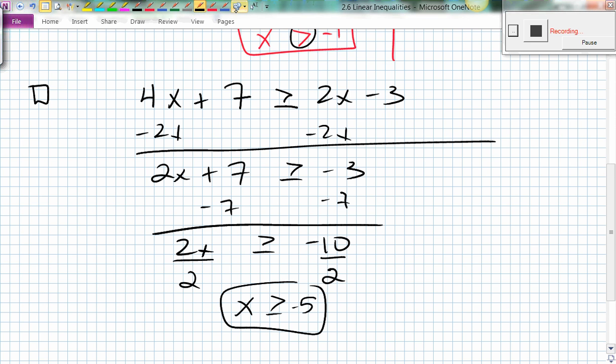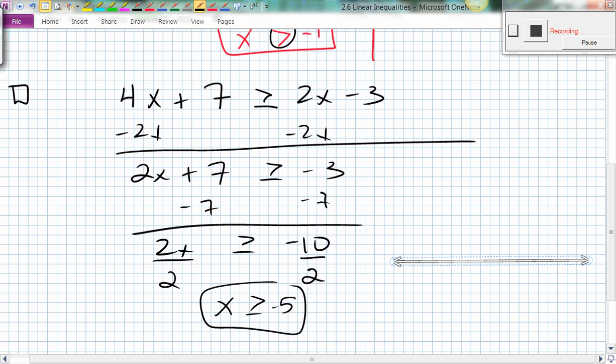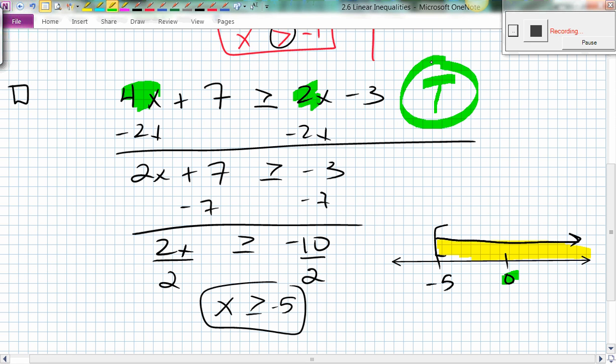How could I graph this? What do I need? I need a 0 and a negative 5. Here's a 0. There's a negative 5. Do I need a bracket or a parenthesis? I need a bracket. I need to point my bracket in the direction of my solutions. So all of my answers are over here in this direction. So give me an answer that will make this true. 0. 0 there and 0 there. Is 7 bigger than negative 3? Sweet. That is correct.